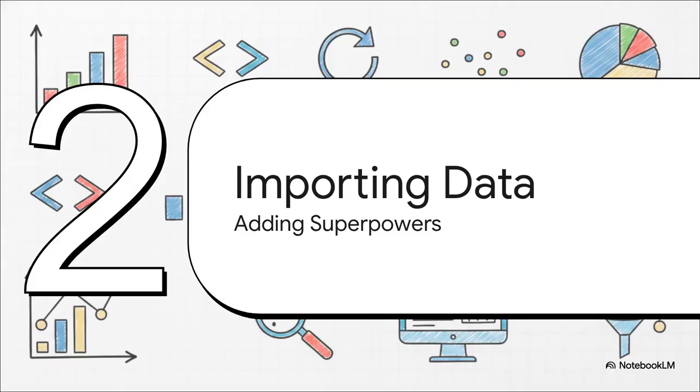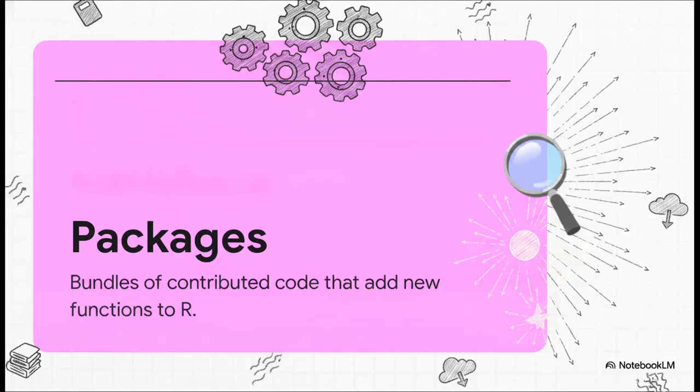Section 4, importing data with superpowers. The crucial thing to understand here is that while the base R software is fantastic, its truly limitless potential comes from third-party add-ons. These are called packages. Packages are basically bundles of contributed code written by the global community, and they add brand new functions to R. There are over 9,000 of these available right now.